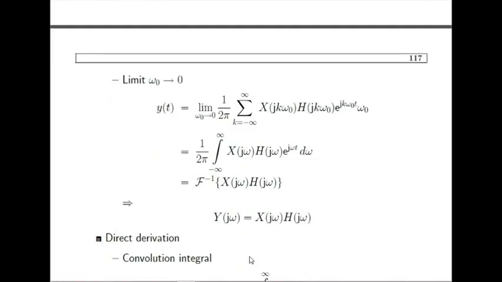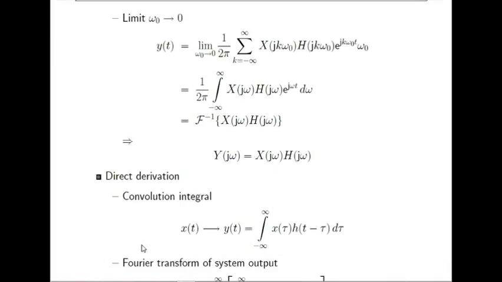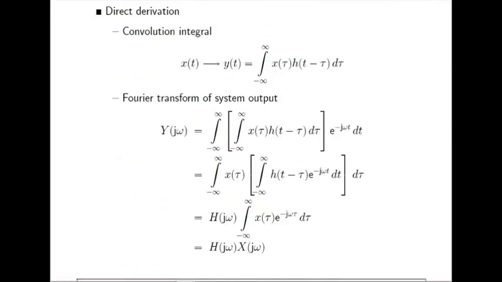Here you can see that it is the Fourier inverse of X of j omega times H of j omega, so Y of j omega will be X of j omega times H of j omega. Or you can directly derive it with the convolution integral, where x(t) is our input and y(t) is the integral from minus infinity to infinity of x of tau h of t minus tau d tau. If I take the Fourier transform of the output, it will be a double integral multiplied with e to the power minus j omega t dt.